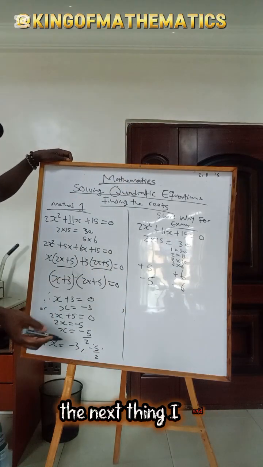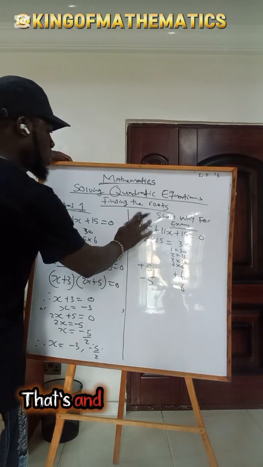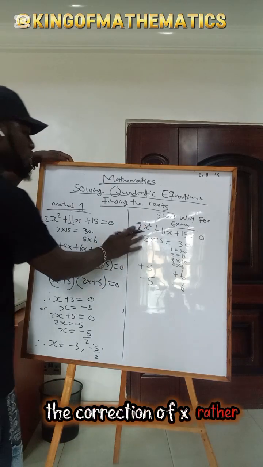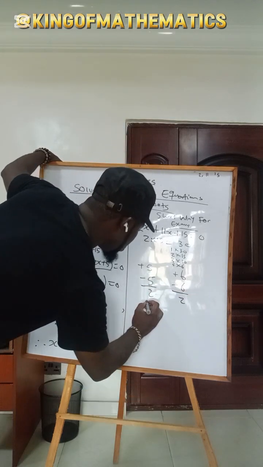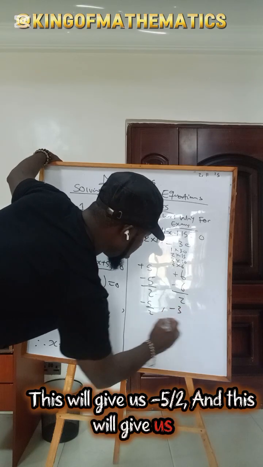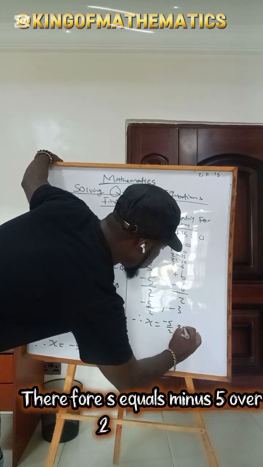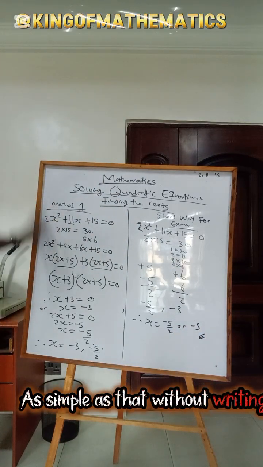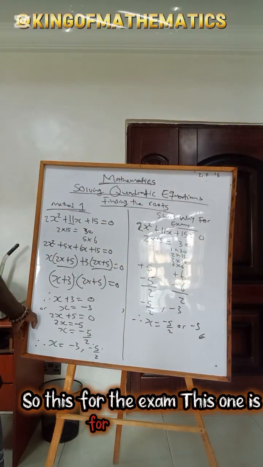Then the next thing I said is you divide by the coefficient of x. And the coefficient here is 2. So that means divided by 2, divided by 2. This will give us minus 5 over 2, comma, and this will give us minus 3. Therefore, x equals minus 5 over 2 or minus 3. As simple as that, without writing anything down. So this one is for the exam, and the other one is for the theory part.